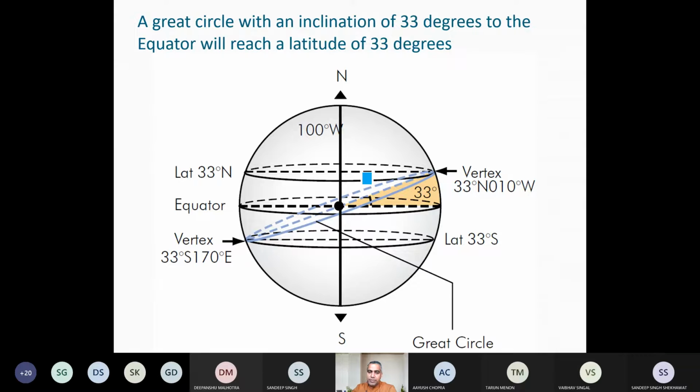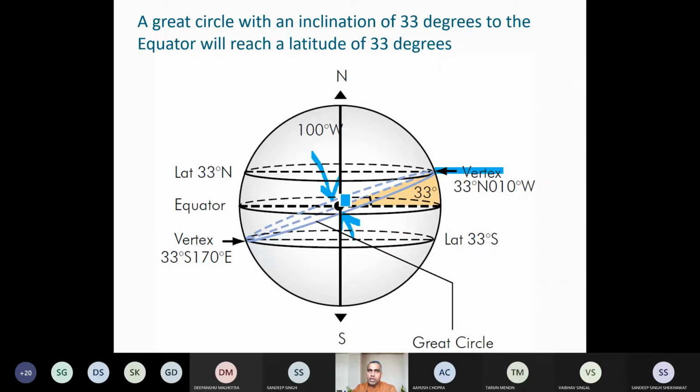Now you see, because of the symmetry of the sphere and the circle, all these 4 points will be equidistant from each other. From one equator crossing point, when you reach up to the opposite one, it will be exactly 180 degrees. One equator crossing to other crossing is exactly 180 degrees in between, and the vertex will lie exactly midway between them. So from equator crossing to vertex is 90 degrees.